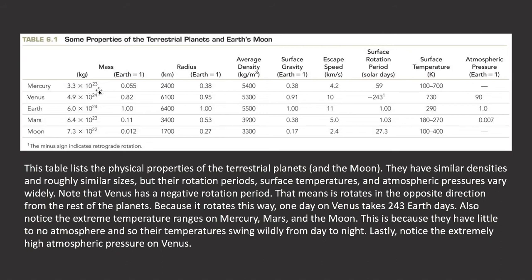terms of mass. In radius, the story is pretty similar, similar radius for Venus and Earth, and similar for Mercury and Mars, although Mercury is smaller, and the moon is smaller still.